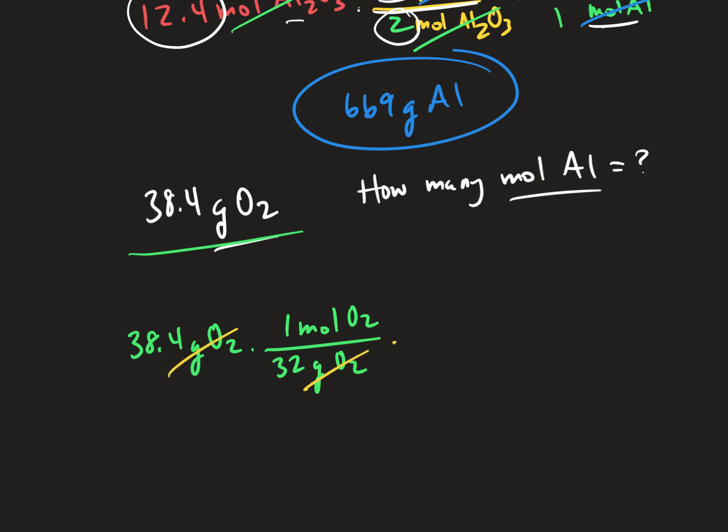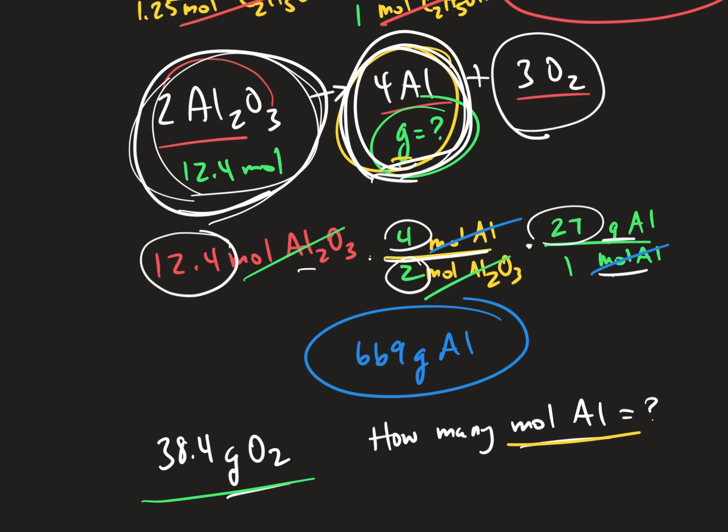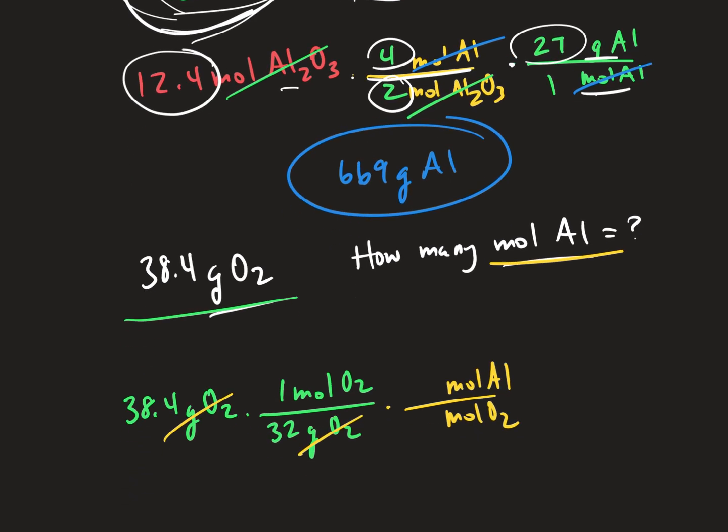Grams of oxygen go away. We don't want moles of oxygen in our answer. We want moles of aluminum. So moles of oxygen to moles of aluminum using the mole-to-mole ratio, which is what? 4 to 3. 4 on top to 3 on bottom. Any questions how we do that?